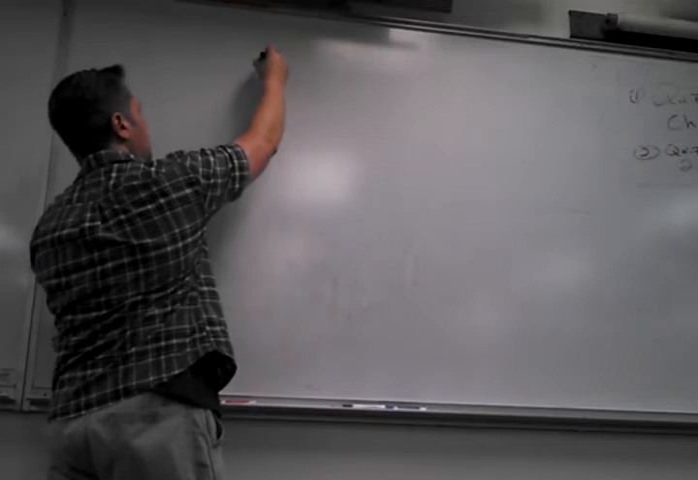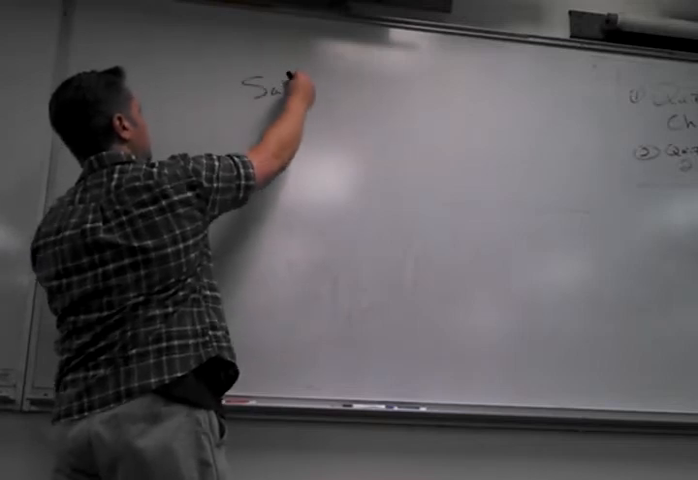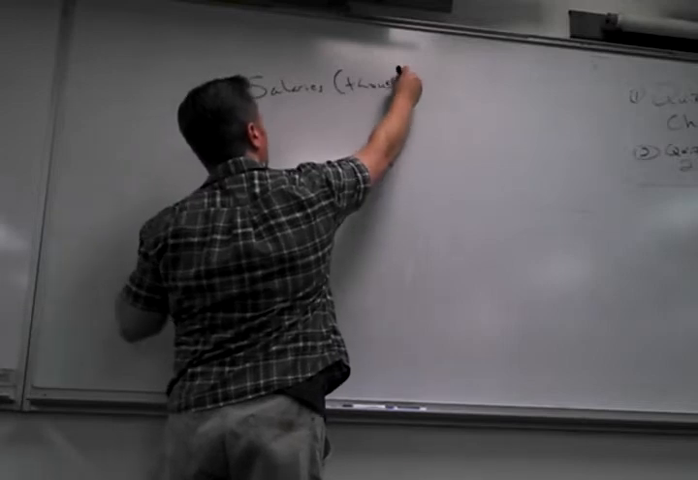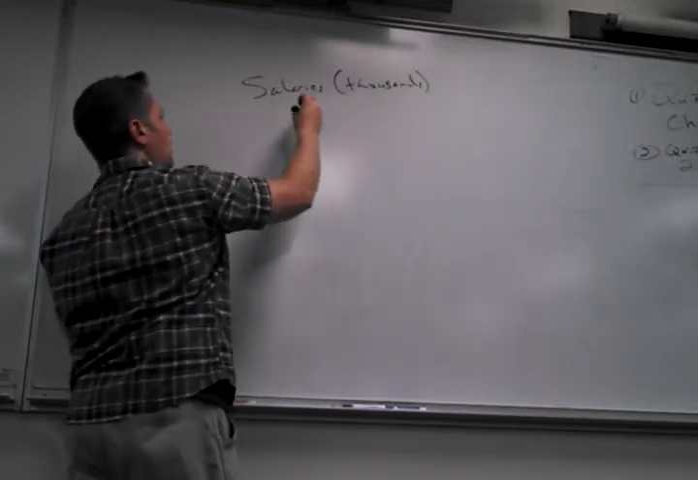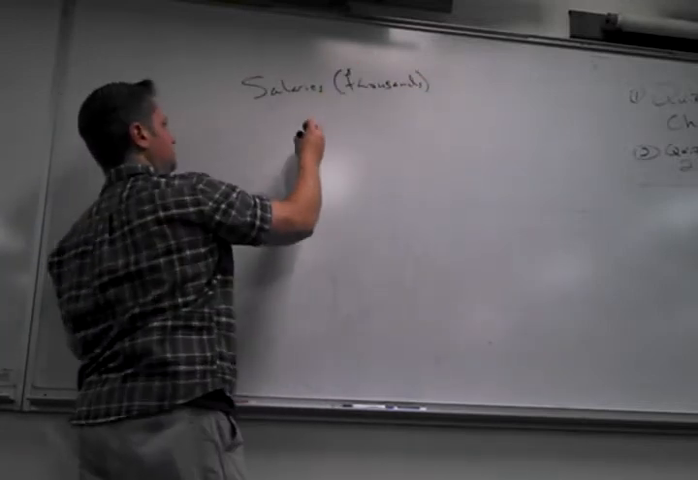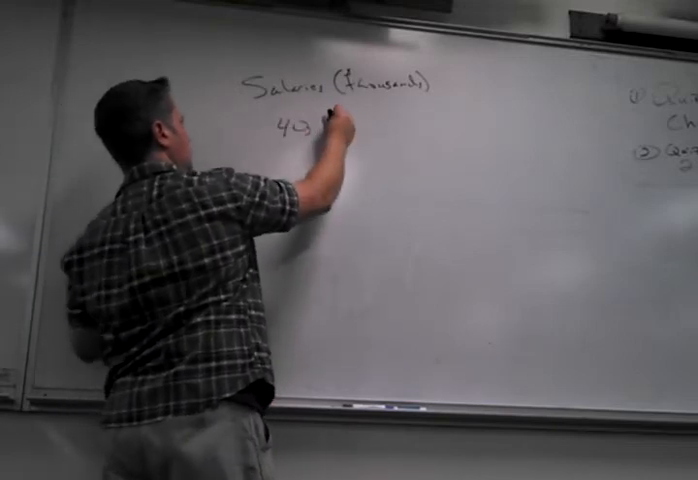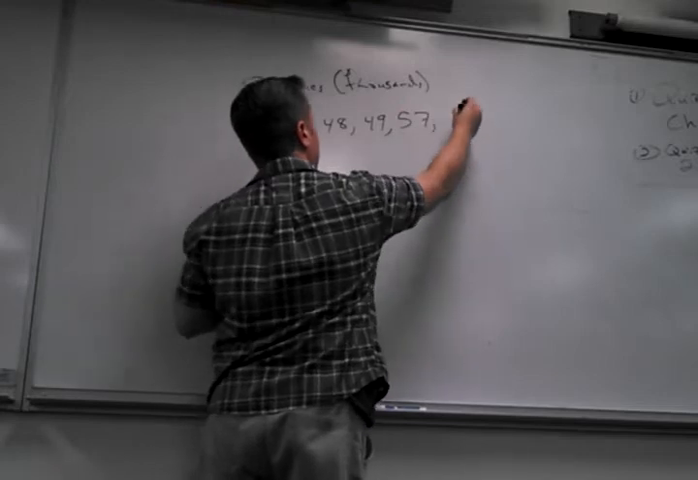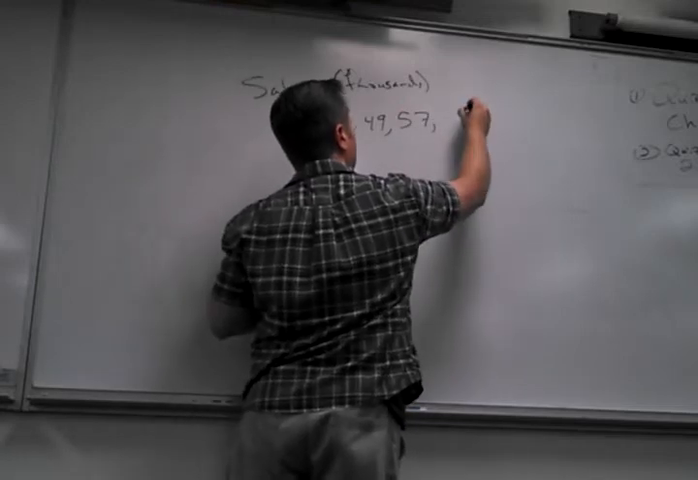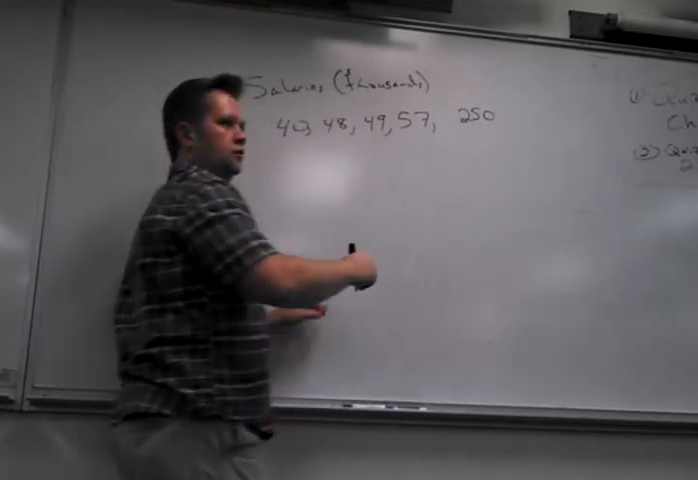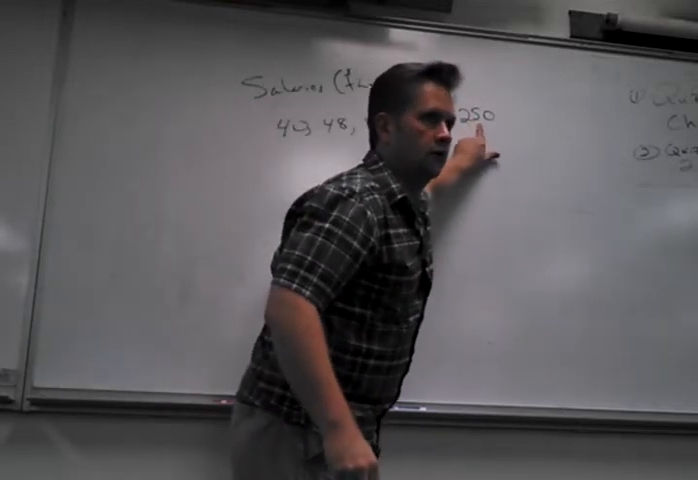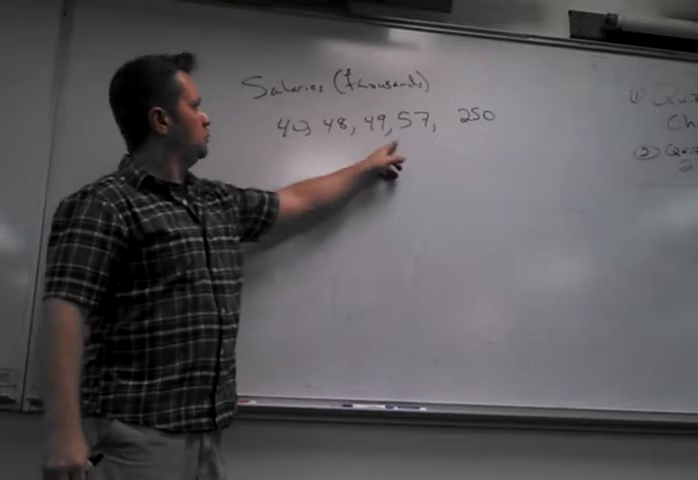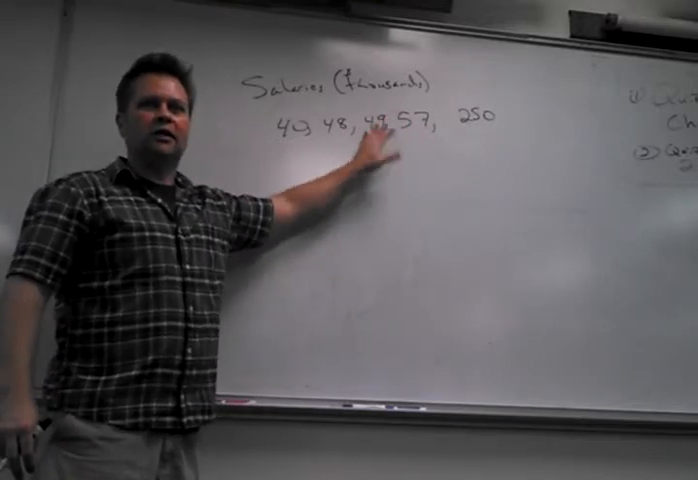So let's say you go to this company and the salaries in the thousands of dollars look like this. Thousands of dollars. So 40, 48, 49, 57, 250. Who's this? Big boss, right? Big boss man or woman, right? Anyway, these 4 people, little peons, right?